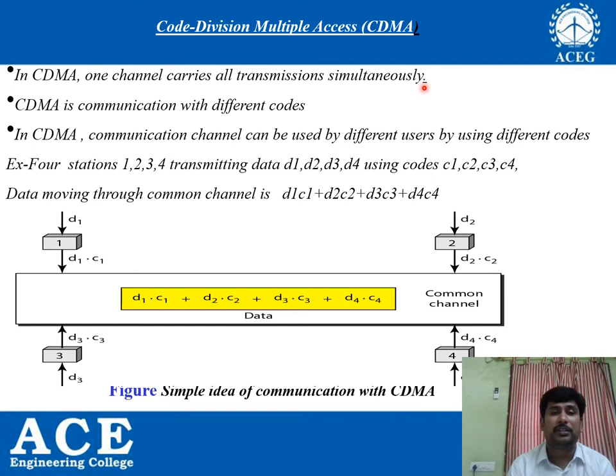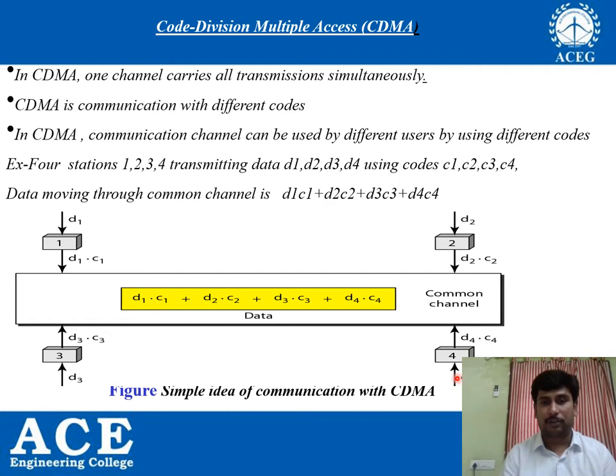So how is it happening? It is trying to transmit all at a time. But to implement this, CDMA uses different codes. Each user in CDMA will be using a different code. For instance, I have four stations which would like to transmit. The data transmitted by those four stations are represented with variables D1, D2, D3, D4. Since I have four different stations, I need to use four different codes, that is C1, C2, C3 and C4.